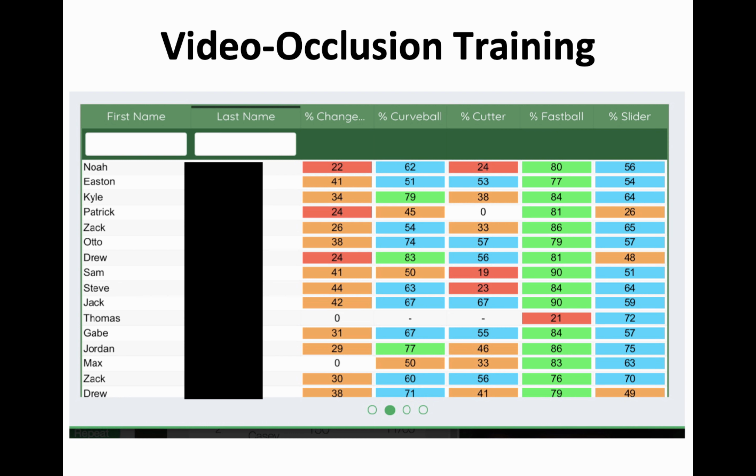And they identify sliders, blue being above 50% quite well. Curveball's not really a problem there. Cutters, a problem, but they are for everyone. But what jumps out at you here is the below 50% scores, orange and red, below 50%, consistently on changeups.